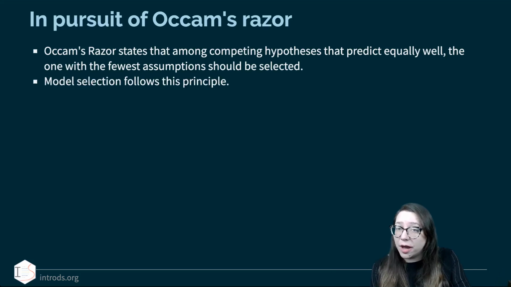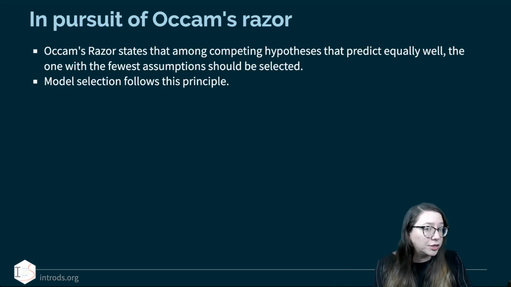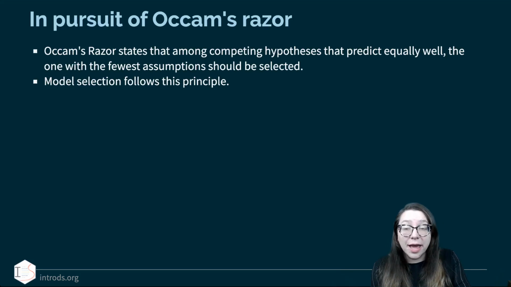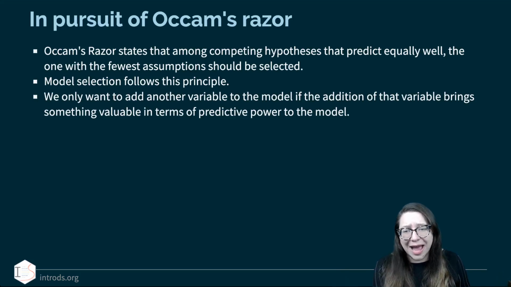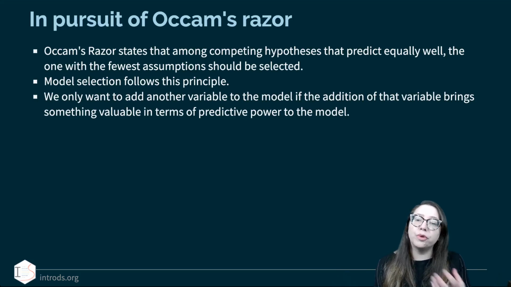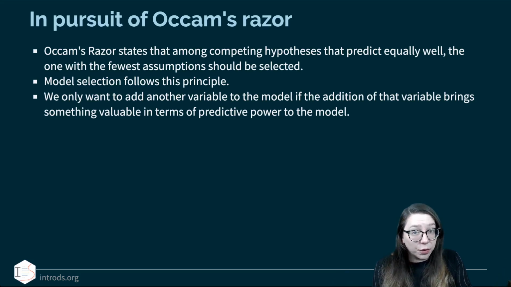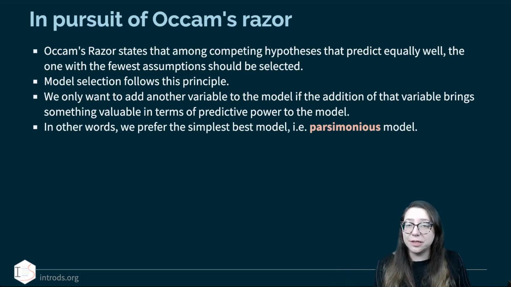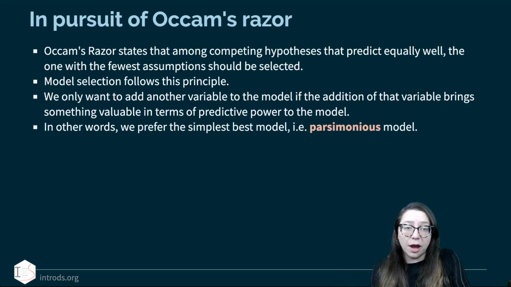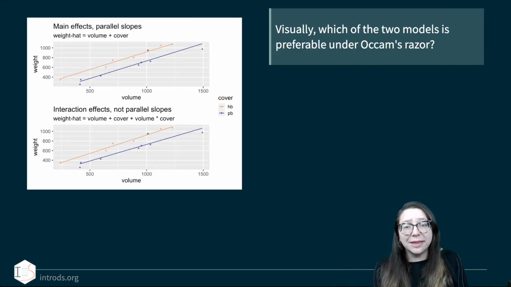So here we have two models we're looking at. Should we consider interaction effects or should we consider just the main effects? And model selection tends to follow this principle. We only want to add another variable to the model if the addition of that variable brings something valuable in terms of the predictive power of the model. In other words, we prefer the simplest, best model, and a term we have for that in statistics is the parsimonious model.